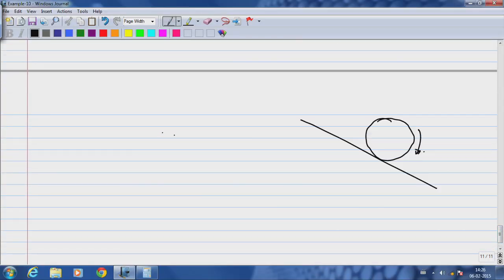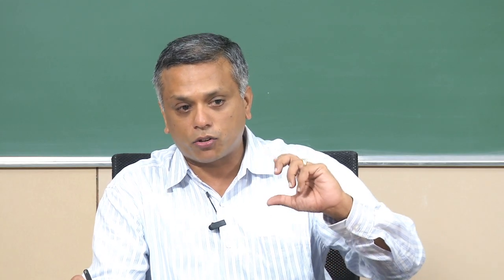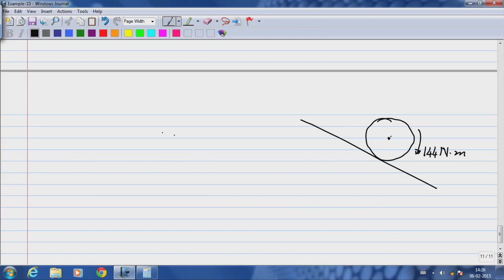So, there is a net moment, there is an external moment. If you think of this as the front wheel of a car, the front wheel of the car is a driven wheel. So, there is an axle that is trying to drive the tire, and that engine torque creates a net moment of 144 Newton meters. You could think of it in that way. There is a weight which is 160 newtons.